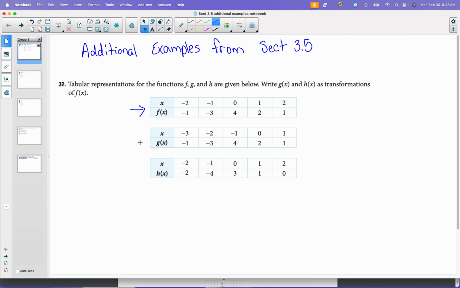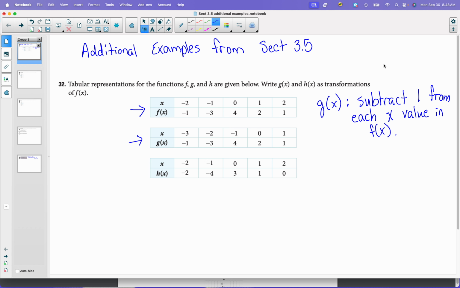I'm going to start by comparing f of x to g of x to see what's different. Notice the y values don't change, but the x values do. So to get g of x, we're going to subtract 1 from each x value in f of x. So we're subtracting 1.